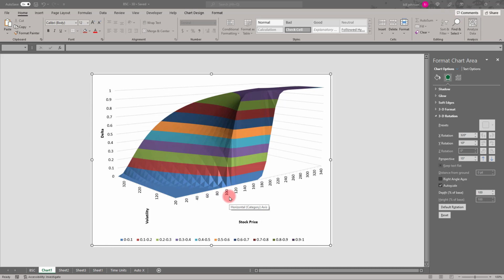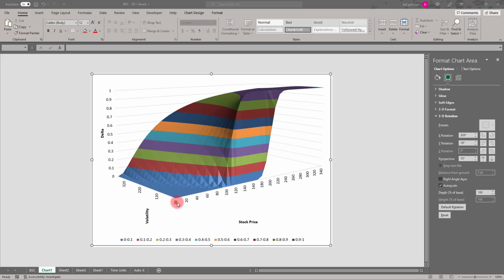So to read the graph, let's start with a simple one. Let's bring the stock price all the way down to a very low setting. We're going to bring the volatility very low so that we're sitting right at this corner. And if that's true, take a look at this. It says that we have a zero delta. And that would be true.